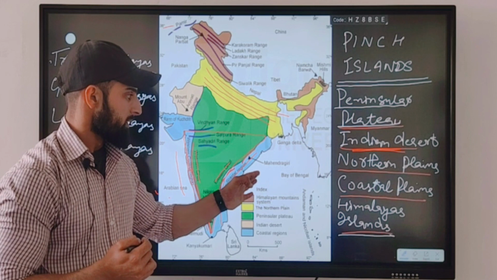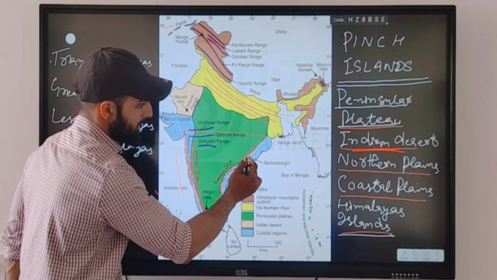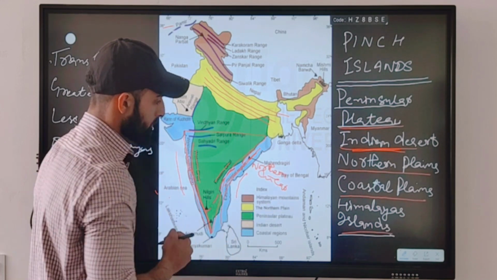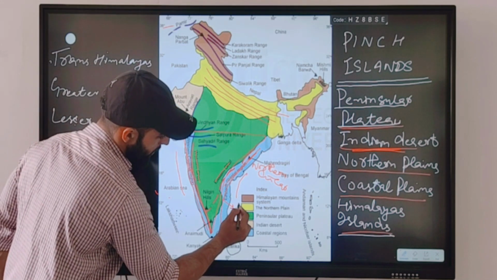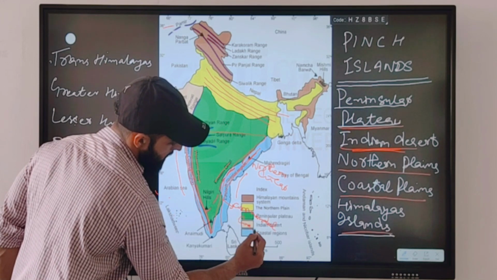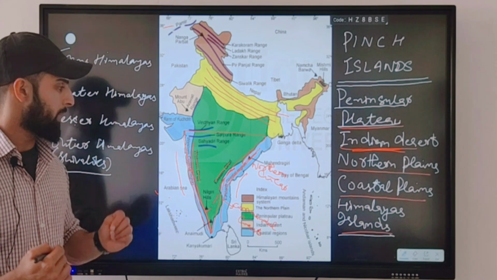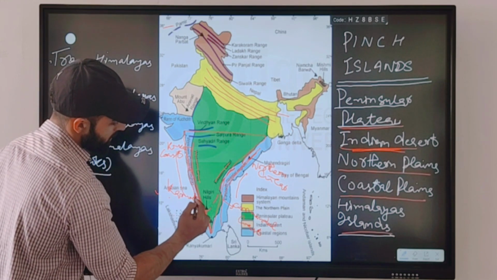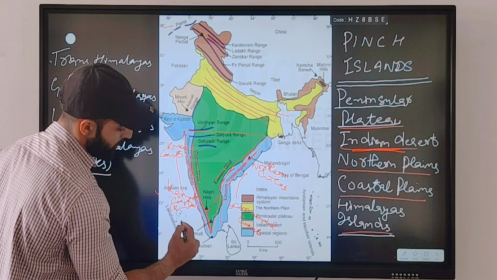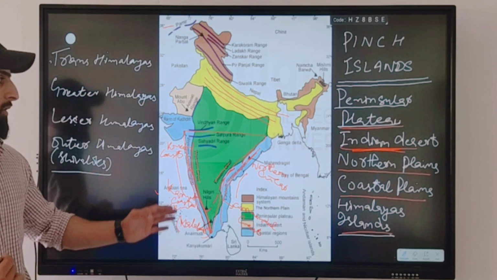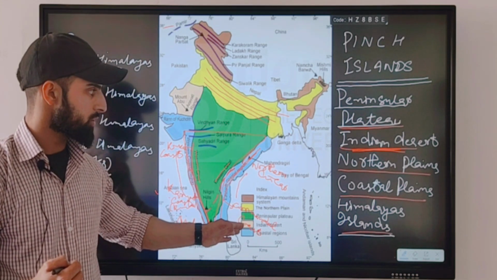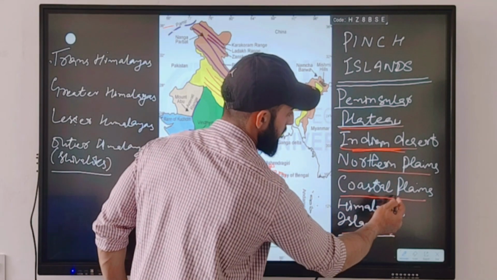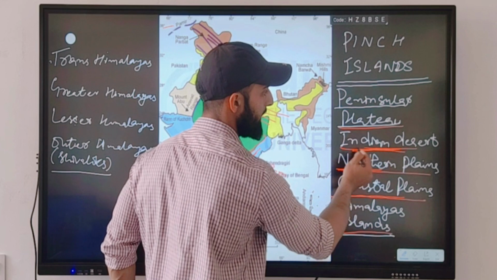So you can see these eastern coast and western coasts are further divided. This eastern coast over here is called as Northern Sircar. And then when we go down, we have this Coromandel coast. Likewise, western coast is divided into three parts. We have Konkan coast, we have Karnataka coast, also called as Kannad coast, and we have Malabar coast. So now we can see Northern Sircar, Coromandel coast. Now here we have Konkan coast, Karnataka coast or Kannad coast and Malabar coast. Now we have done coastal plains, northern plains, Indian desert, peninsular plateau.